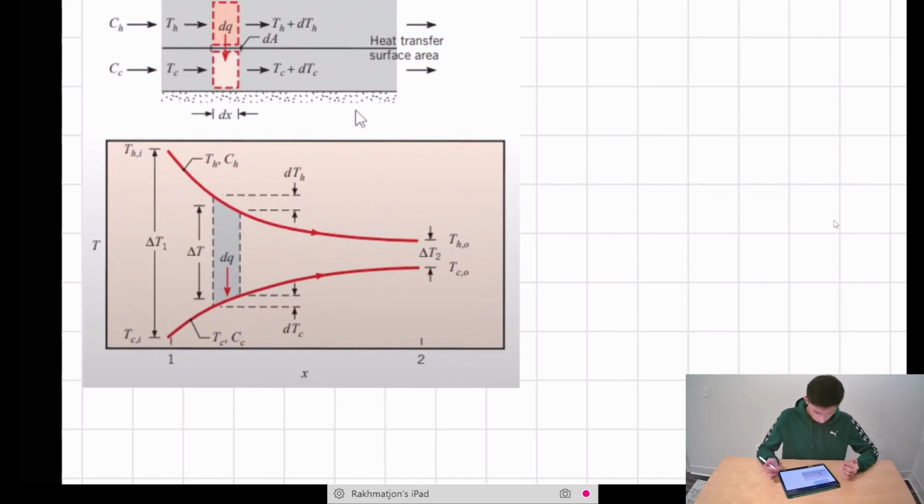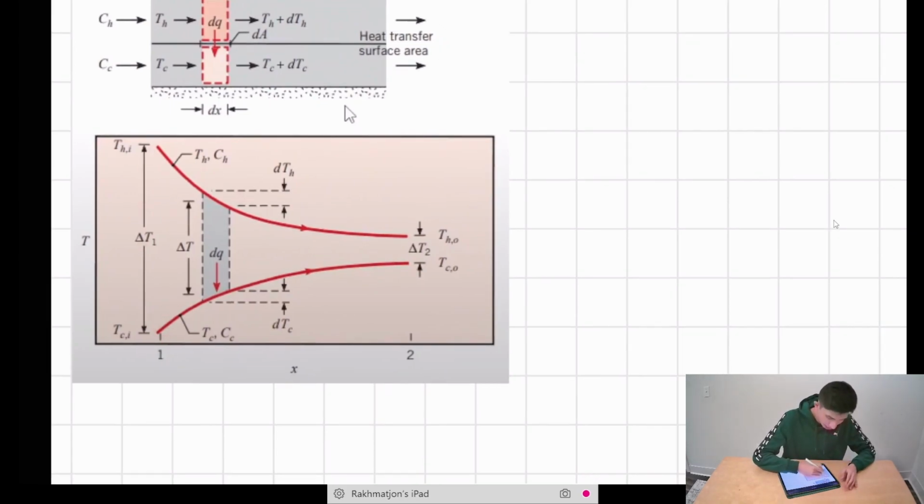So for this particular diagram, the first point represents the inlet because both are starting from the same side, and the second point represents the outlet. And delta T1 here represents the difference in temperature of the hot stream and the cold stream at point 1, and delta T2 represents the temperature difference between the hot stream and the cold stream at point 2.